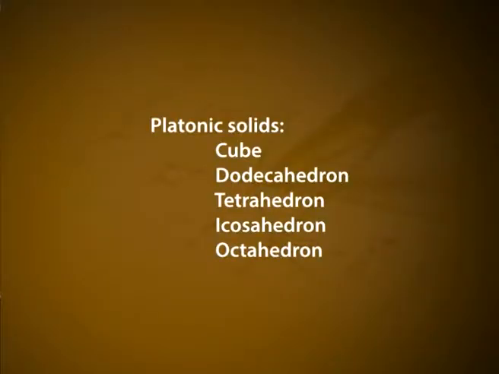A fact dating back to the Greeks is that there are only 5 Platonic solids: cube, dodecahedron, tetrahedron, icosahedron and octahedron. These are convex polyhedra whose faces all have the same number of sides k and whose nodes all have the same number of edges going into them, d.